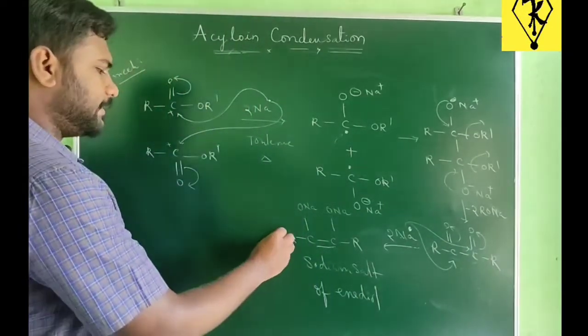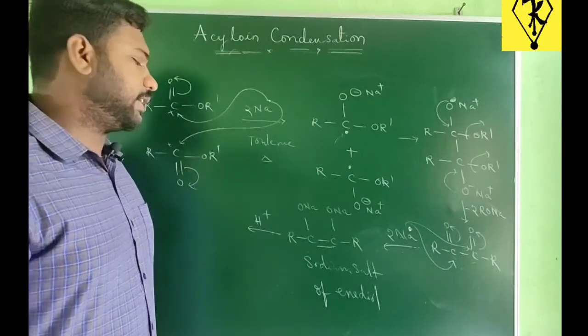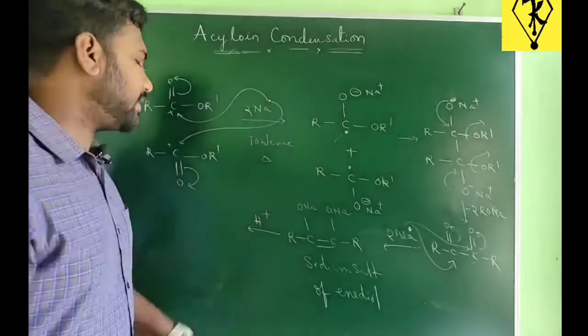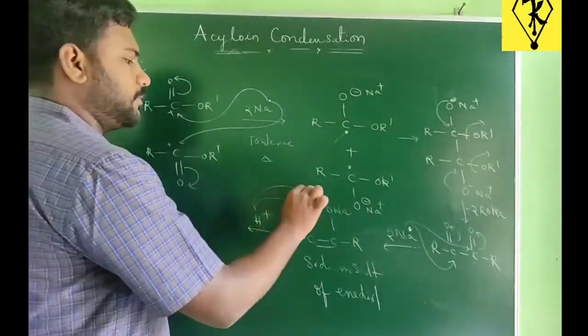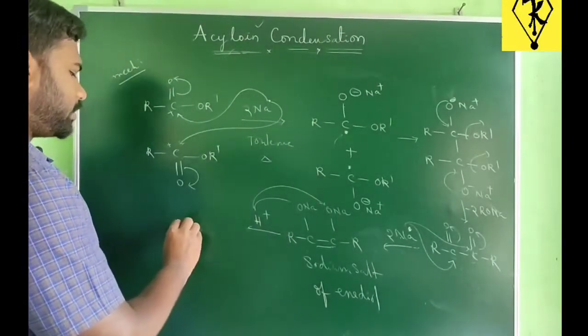On addition of acid, any H plus, that may be acetic acid or water, we can use any type of acid here. The oxygen will abstract that H plus to become alcohol group. It will give 1,2 diol.